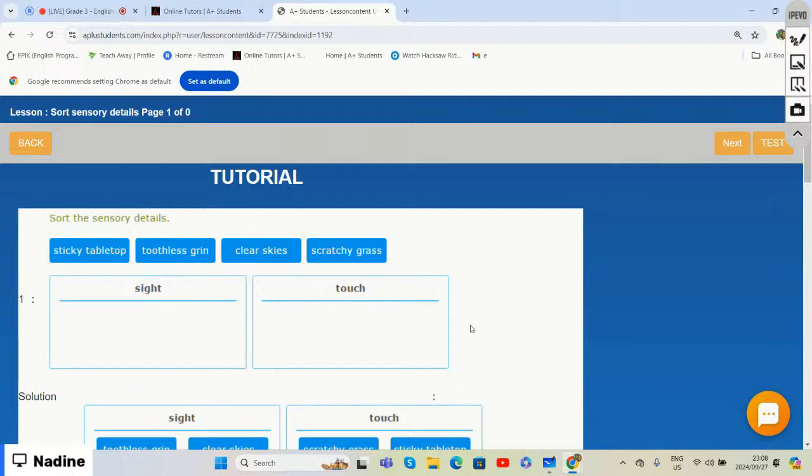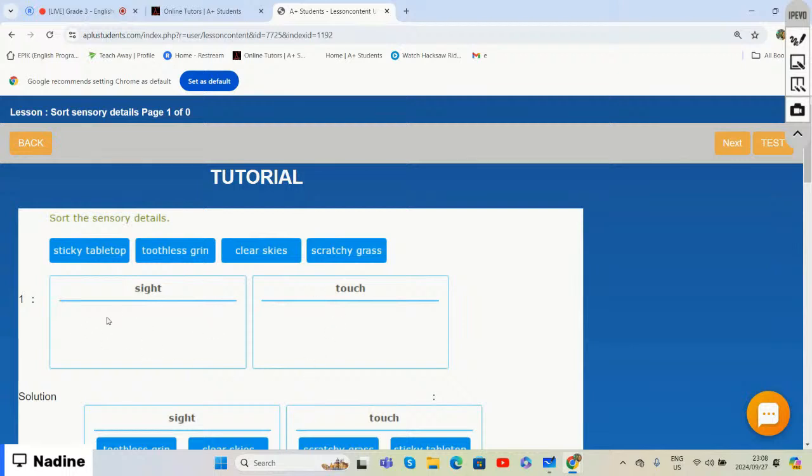Because, like I said, when it comes to sensory details, it uses the five senses. With the five senses, we have to sort out: what are the things that I can touch? What are the things that I can see? What are the things that I can smell? What are the things that I can hear? And what are the things that I can taste? Yes, that is correct. So it is touch, sound, taste, smell, and see or sight. Yes, well done.